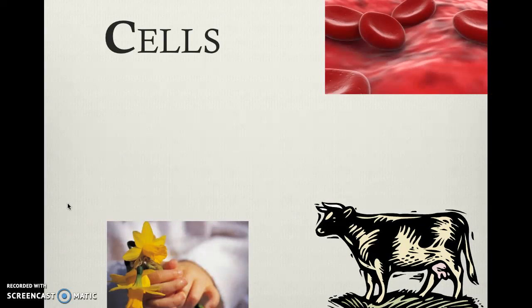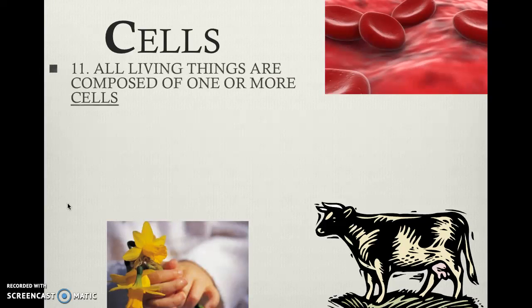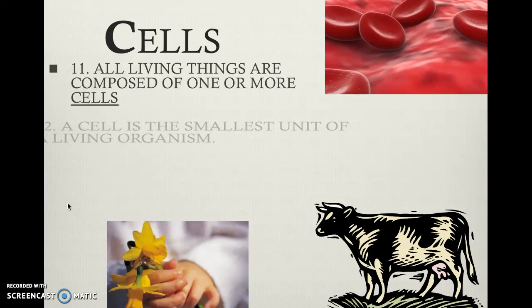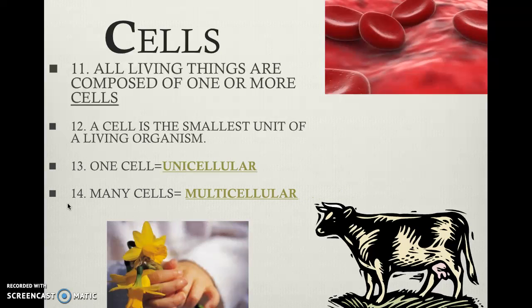Going on to number 4 of our GRACE is cells, and question number 11, all living things are composed of one or more cells. A cell is the smallest unit of a living organism. One cell is called unicellular, and many cells are called multicellular.